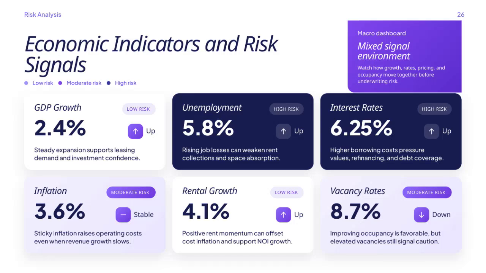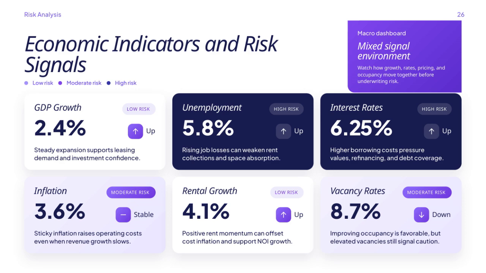Here, we're looking at a complex picture of economic indicators and their signals for risk. This environment is mixed, meaning some factors point to low risk, while others raise concerns that we can't ignore. It's crucial to observe how key elements like growth, interest rates, pricing, and occupancy interact before making decisions about underwriting risk. Starting with GDP growth, it is at a low risk level of 2.4% and trending upward.